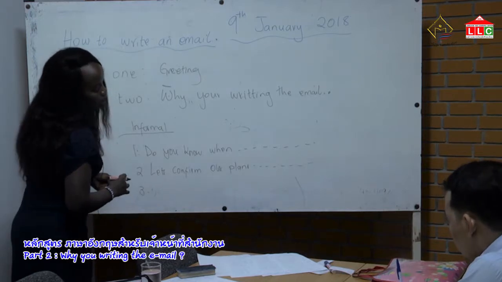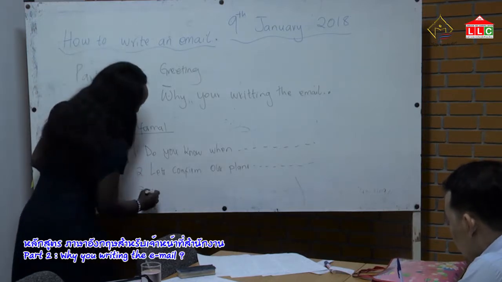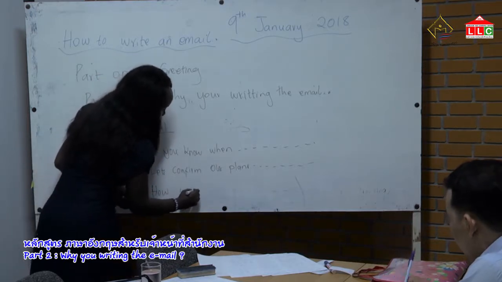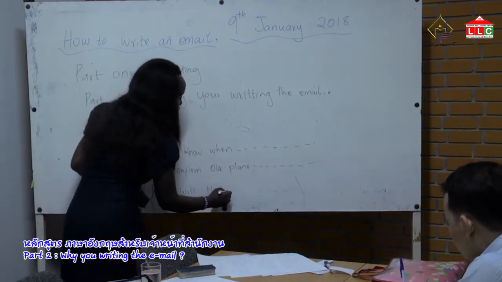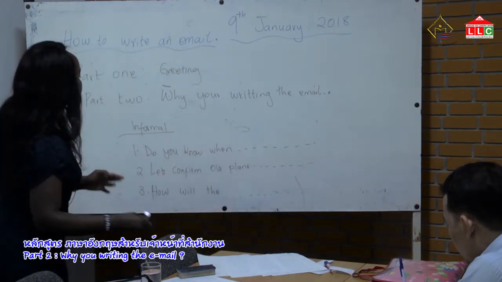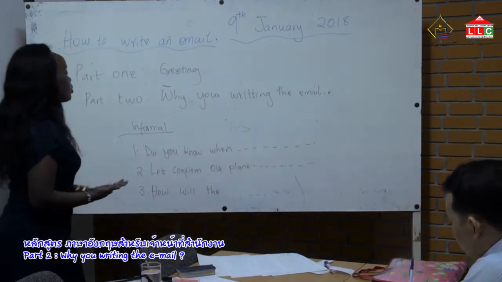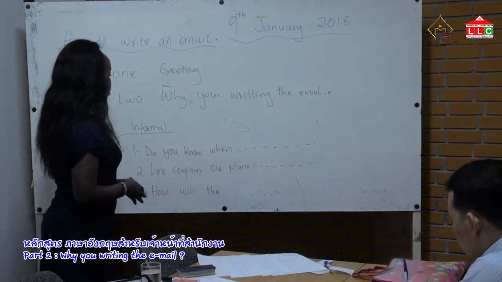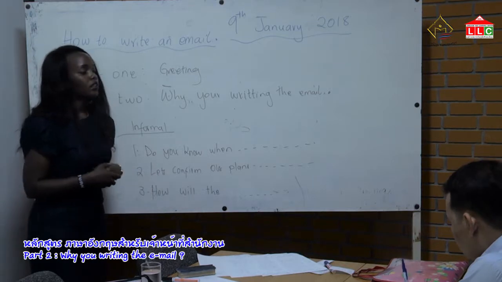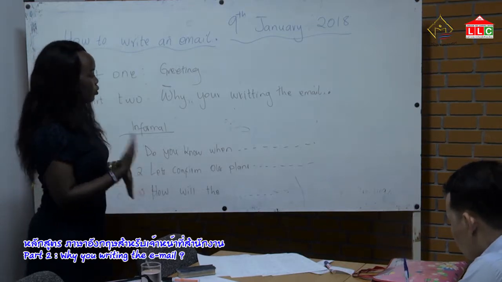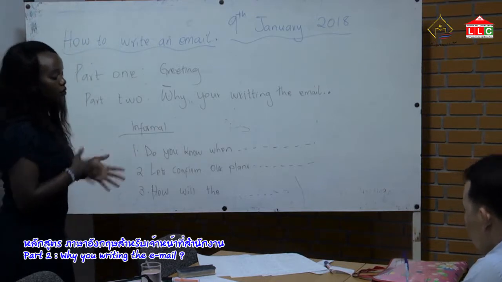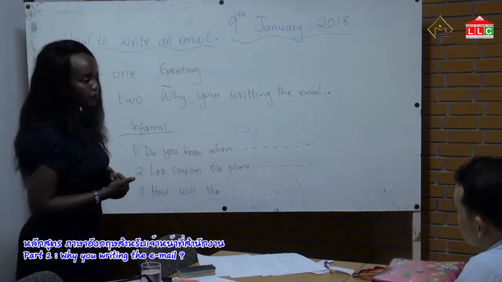Number 3, how will the, and then you continue, you can say new or old. So, 1, do you know when? 2, let's confirm our plans. 3, how will the, so it's a question form, but it's a more informal way of asking it.